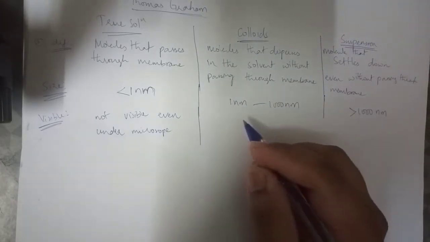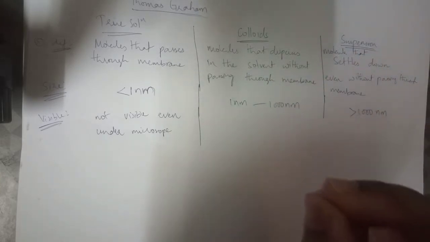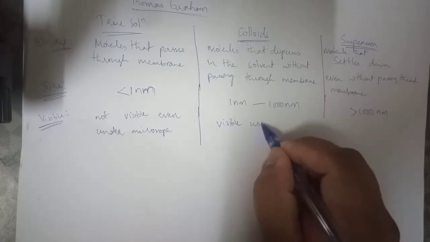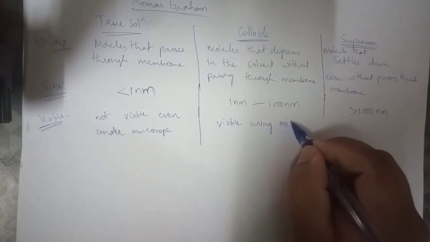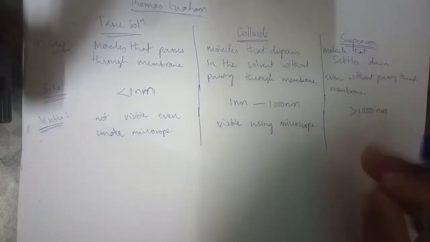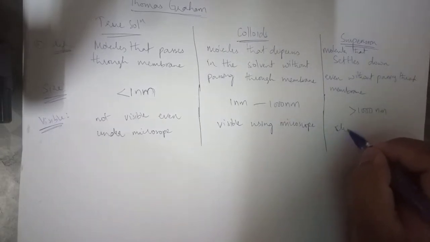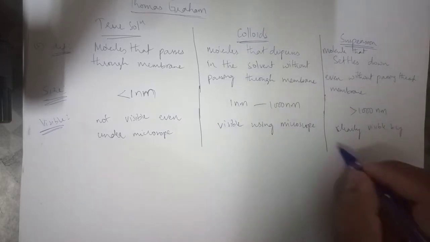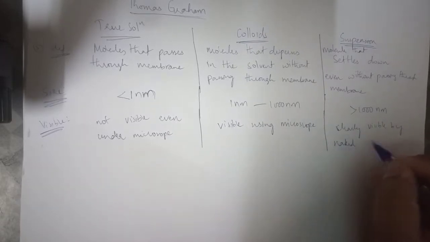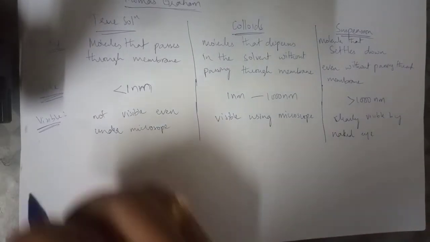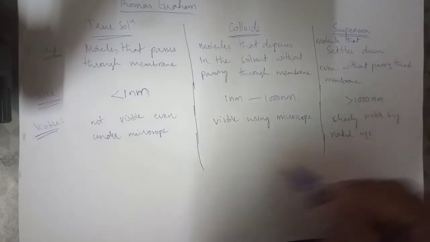On the other hand, colloids, what do you say? Can they be visible? They can be visible using the microscope. Okay, visible using microscope. Okay, then what about suspension? Without any microscope you can see them clearly, visible by naked eye. All right, fine. So these are the differences, let me continue some more.